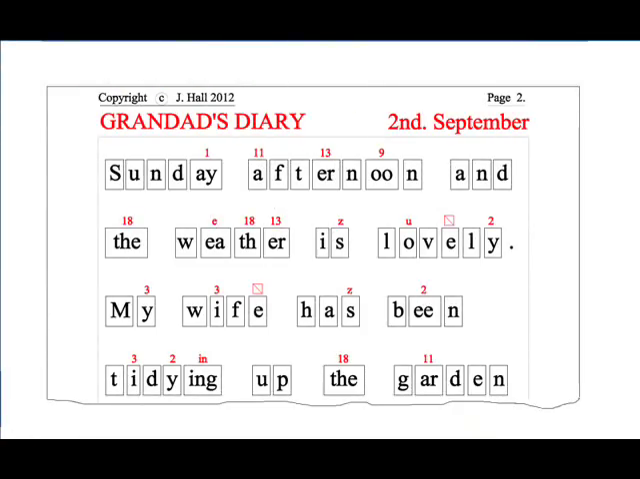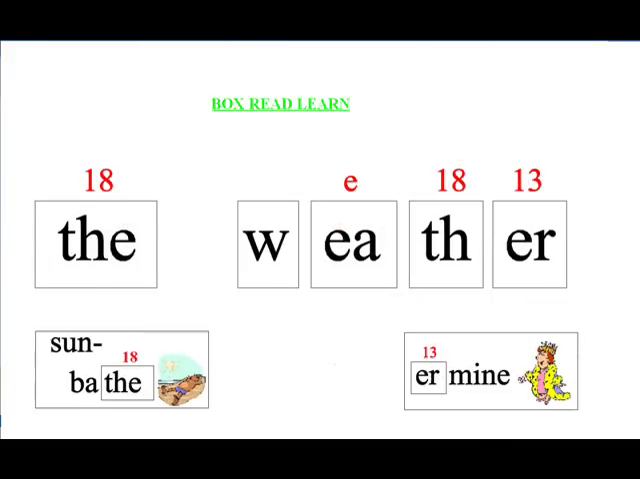So let's view the top half of the page again and zoom into the second line. The first two words on this line are shown, and you will see the number 18, which represents the sound the, as in the word bathe, shown in the little box below. The number 13 represents the sound as in the word ermine, shown in the little box below. And the second word also has the phonic letter E for egg. The two words can now be read out loud as the, with, weather. The weather.